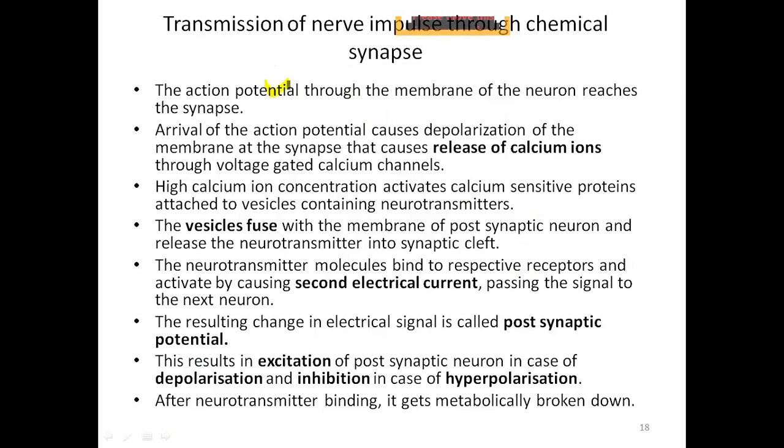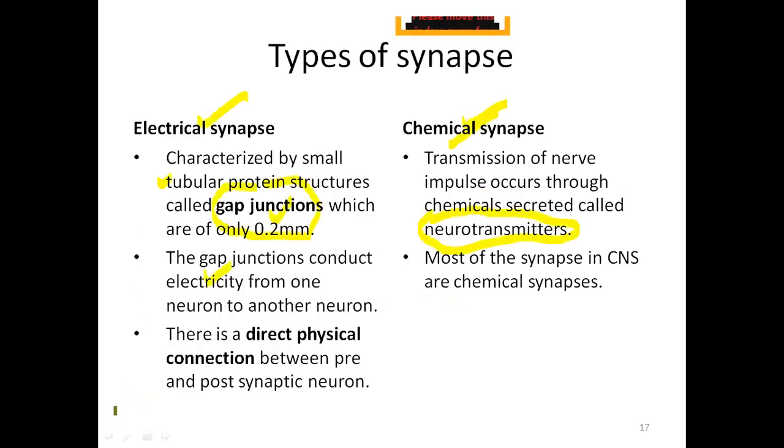Now, what happens in a synaptic transmission? As the action potential reaches the neuronal end bulb, it stimulates the voltage-gated calcium channels, and they open up, and these calcium ions fuse to the neurotransmitter vesicles and release the neurotransmitter into the synaptic cleft. Now, once the neurotransmitter is released, it goes and binds to the respective receptors that are present on the postsynaptic membrane, as we have seen in the previous picture.